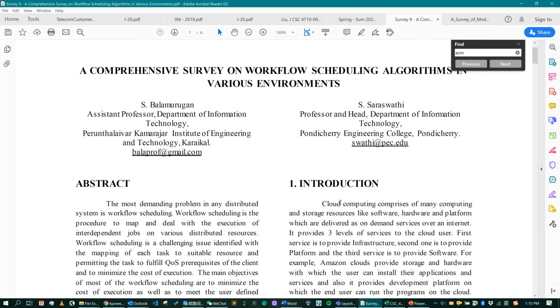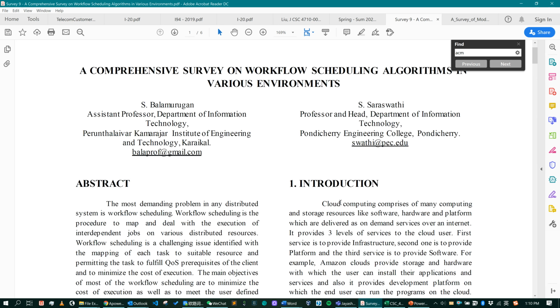This survey is published by two professors. One is an assistant professor and the other is a professor and head of the Department of Information Technology of Pondicherry Engineering College. This survey provides a very high-level overview of workflow scheduling. And what is workflow scheduling? They also provide a sample workflow DAG to introduce the nodes and edges and what they represent. And furthermore, they give a list of scheduling algorithms that may be representative at this time.